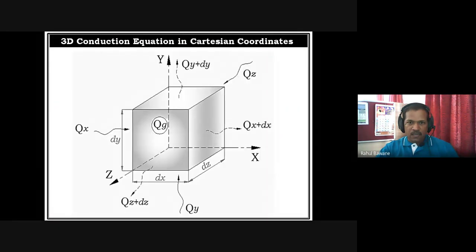In Cartesian coordinates, suppose there is any slab or solid, and for that slab we take one element with fixed dimensions dx, dy and dz. These dimensions might be the same, so it becomes a cube, or they might be different, but this kind of element we consider. The origin of this element is at the intersection of the three axes.